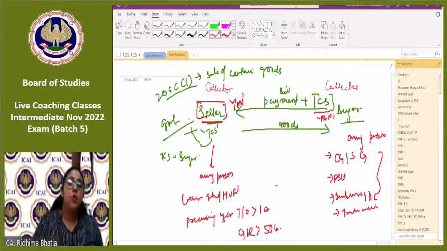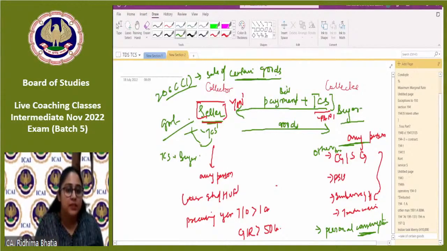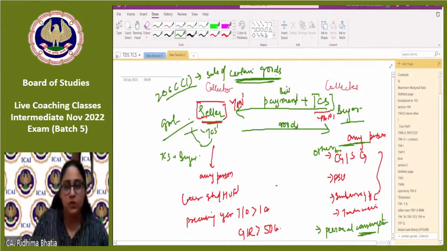ठीक है, but also one more person who is exempt from the provision is the person who purchases the goods for personal consumption. Which goods? I am telling, coming. Who purchases the goods for personal consumption? But this section is only applicable for certain goods. What are the certain goods?